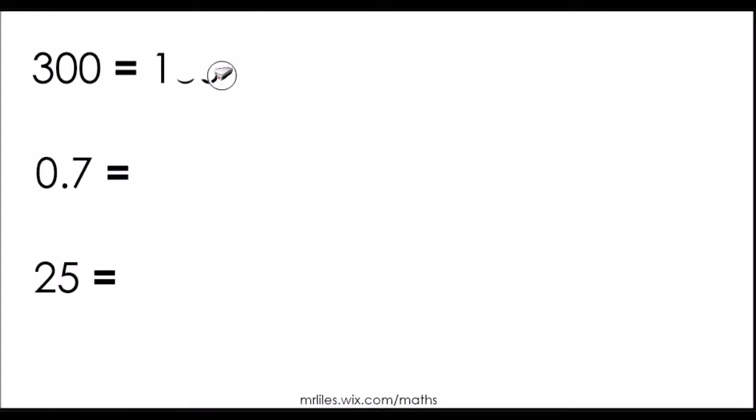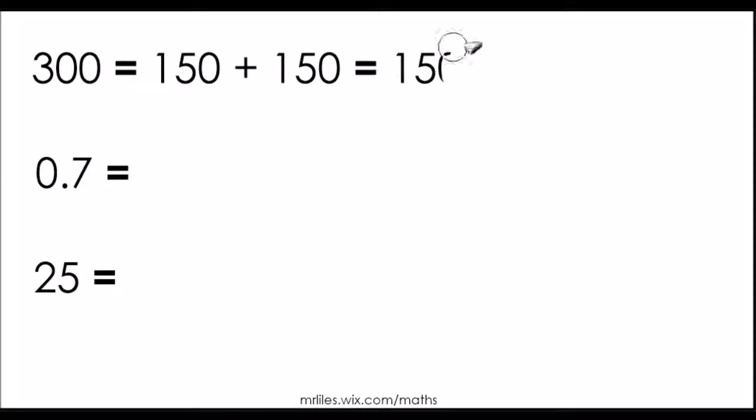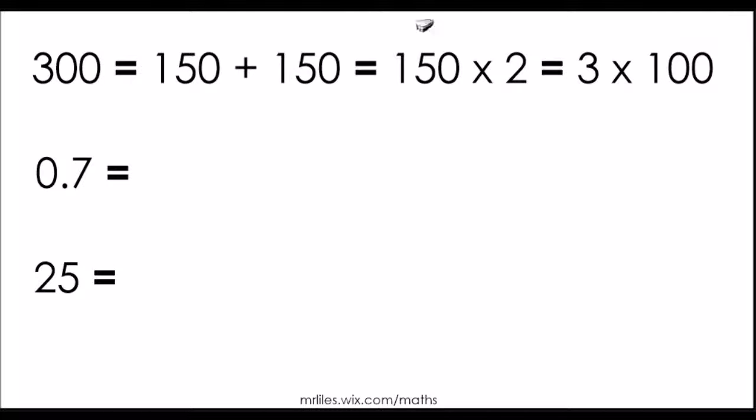300 could be equal to 150 plus 150. That in turn is equal to 150 multiplied by 2. And that's also equal to 3 multiplied by 100. All of those make 300.